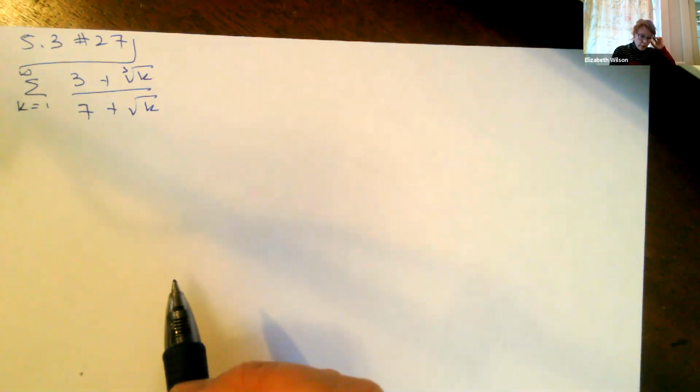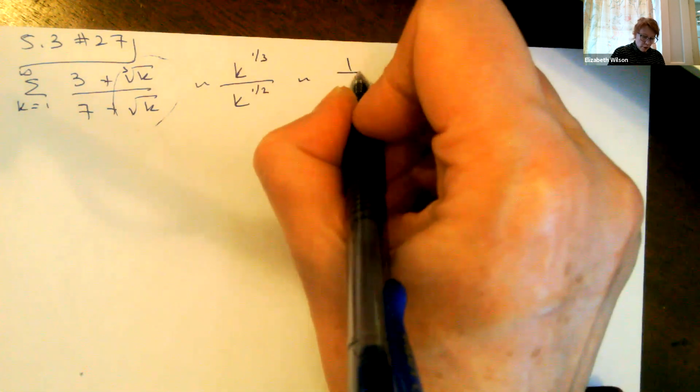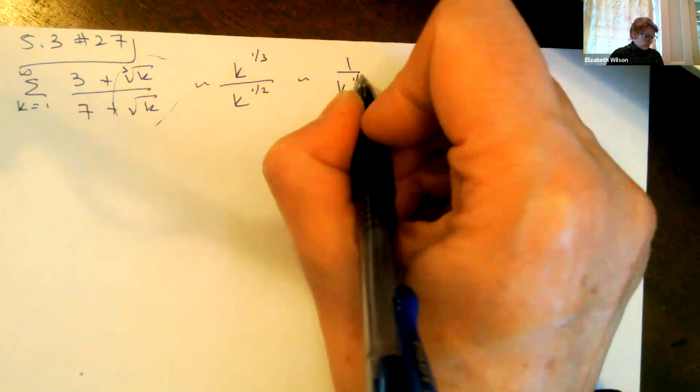So what I need to do is find something to compare to. I'm going to compare my highest degree terms, so k to the 1/3 and k to the 1/2. That's 1/3 minus 1/2, so this is going to be like comparing it to 1 over k to the 1/6.